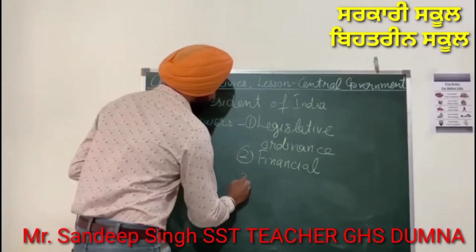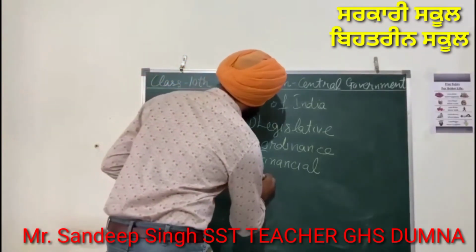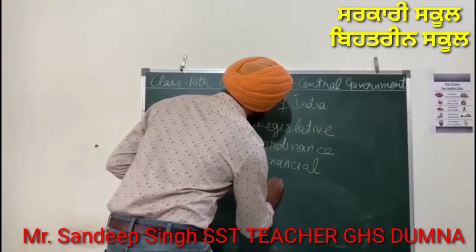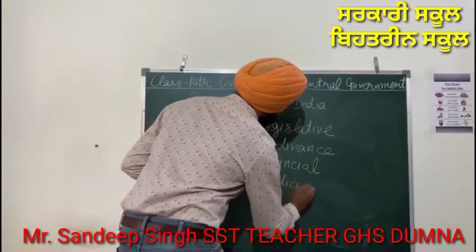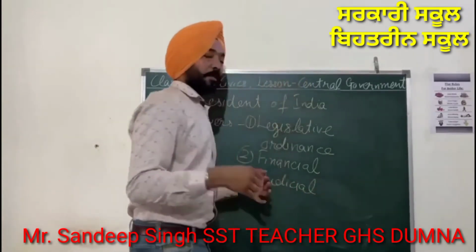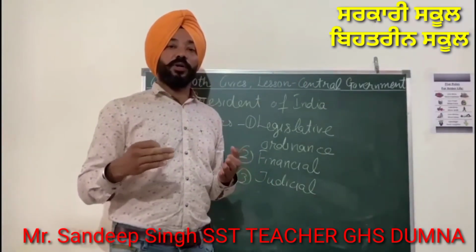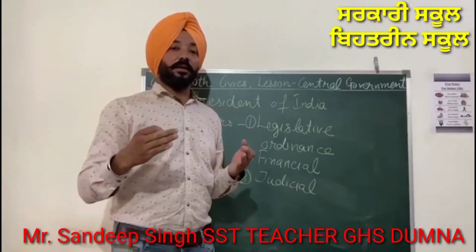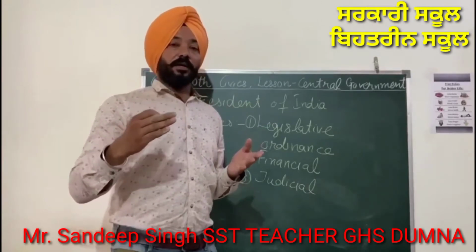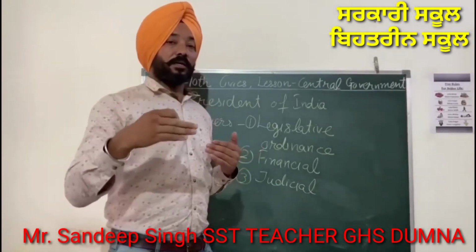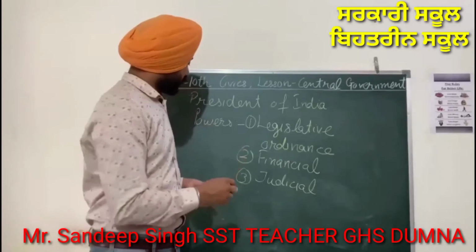And the third type of powers are judicial power. The President of India can grant pardon to any prisoner and can grant pardon to the death sentence.